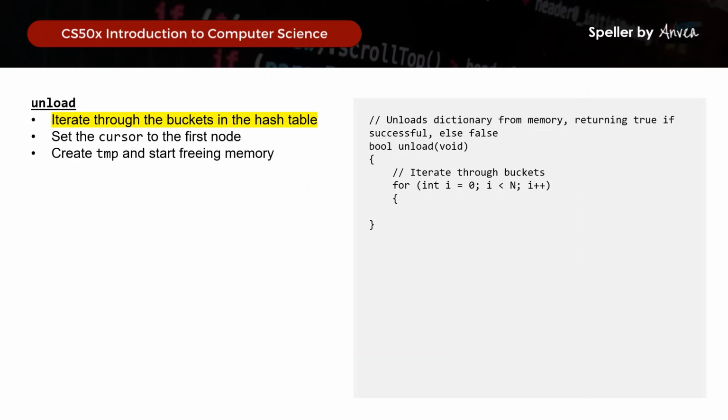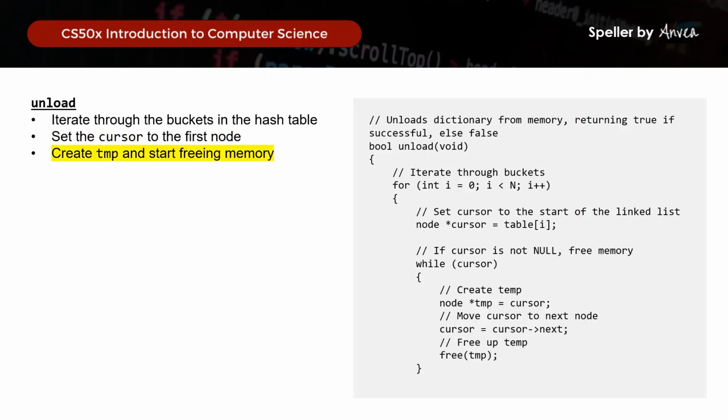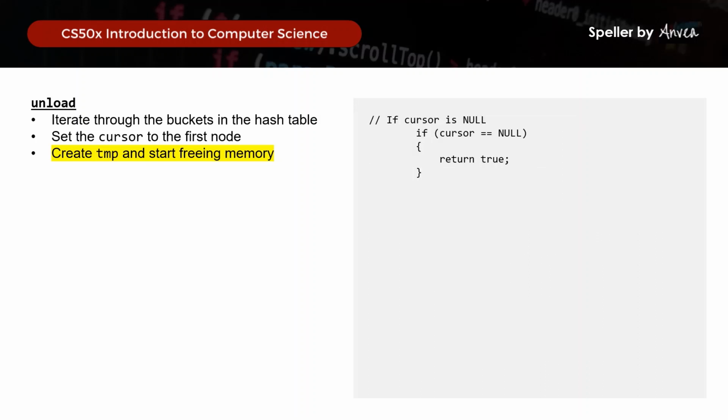So what will our code look like? First we will iterate through the buckets in the hash table. So for int i equals 0, and as long as i is less than n, where n is the number of buckets in the hash table, we will increase i incrementally. We'll set the cursor to the start of the linked list, and if the cursor is not null, we will free memory. As mentioned, we will create a temp and it will equal the cursor first. Then we move the cursor to the next node and free temp. We'll repeat this, and when we reach the end of the linked list, that is when cursor equals null, we will return true, which means we have successfully freed up the allocated memory up to the end of the linked list.